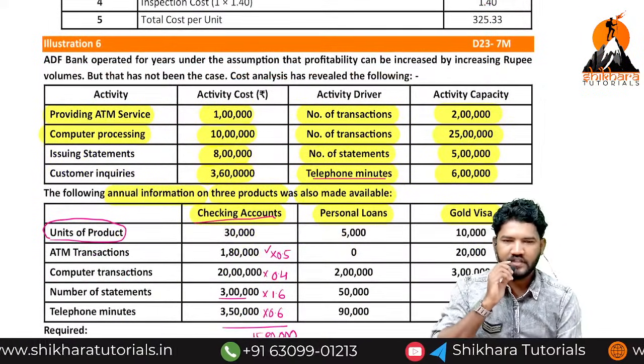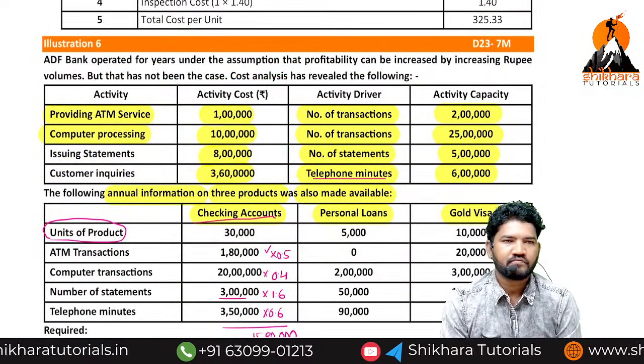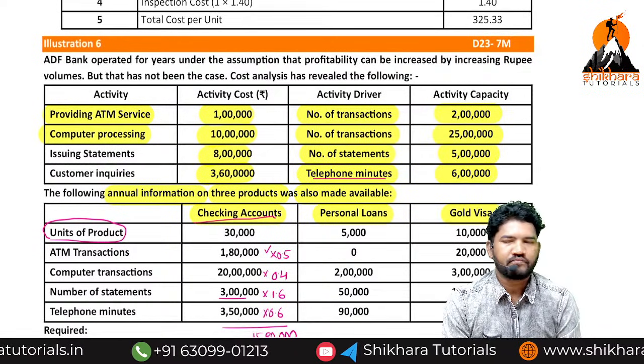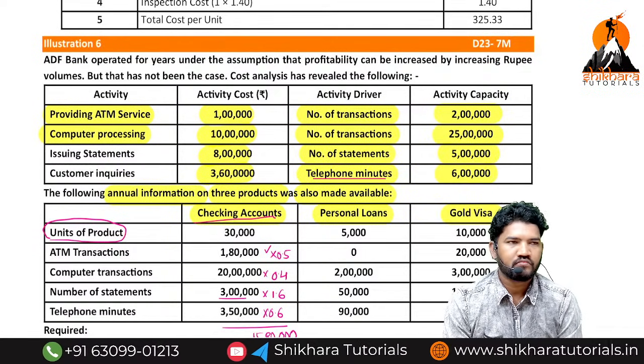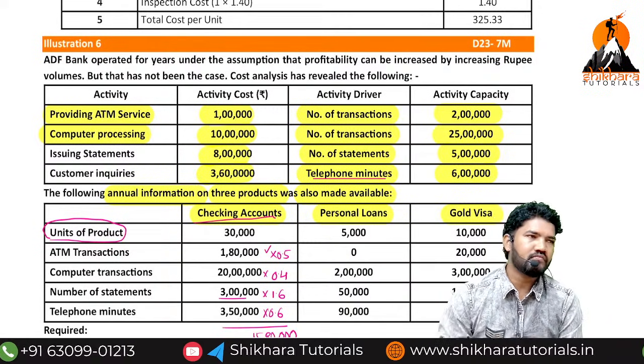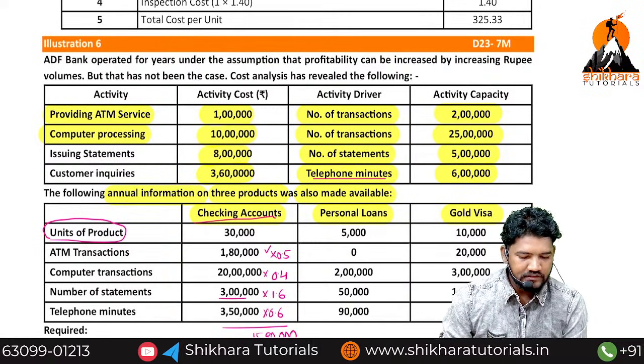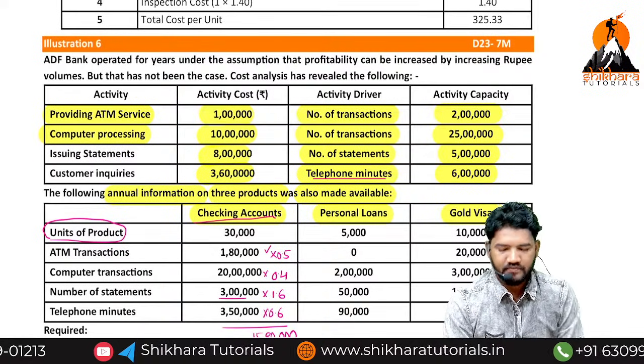6 month, December 23 question. December 23 attempt question, 7 marks.